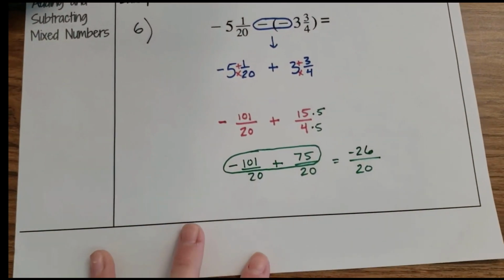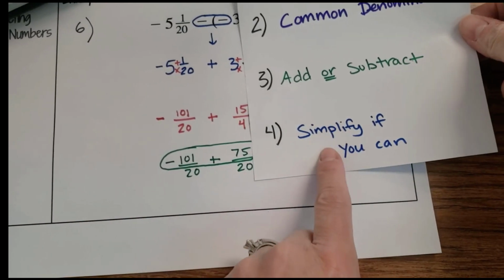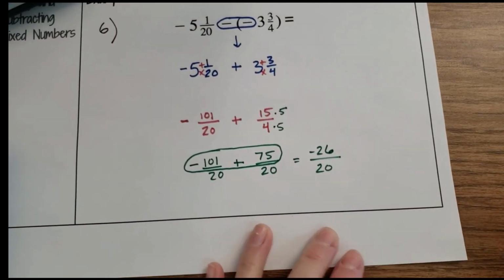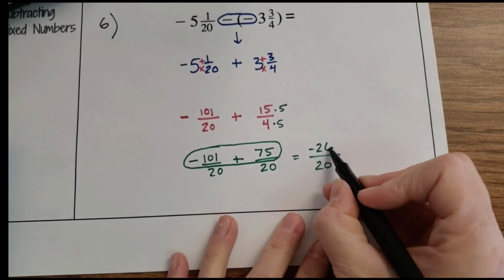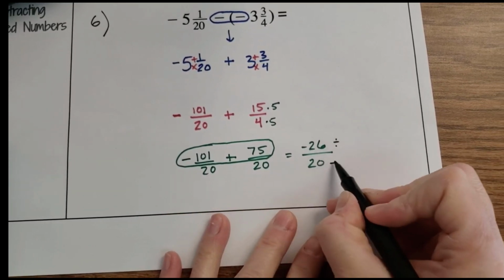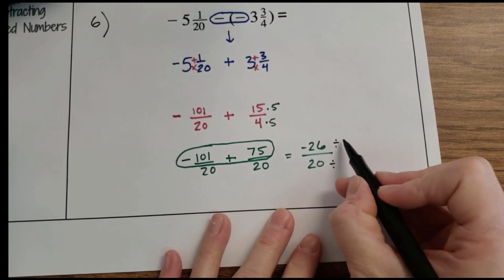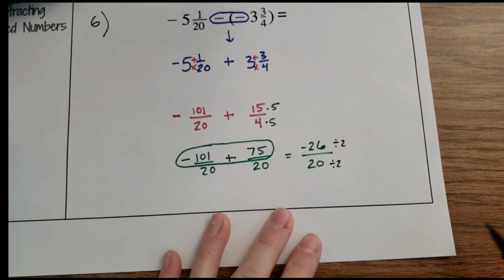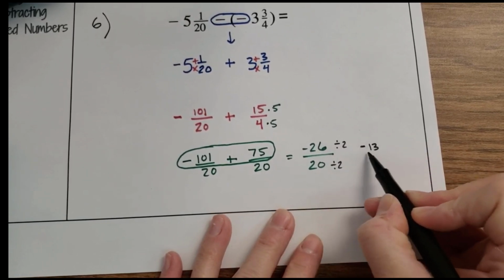All right, now last step would be simplify if you can. You always have to look for that. In this case, we can simplify. Yep, absolutely. Well, 26 and 20, they are both even numbers. So we know we can divide them by 2. Maybe that's a place to start. Negative 26 divided by 2 would be negative 13, half of 26.